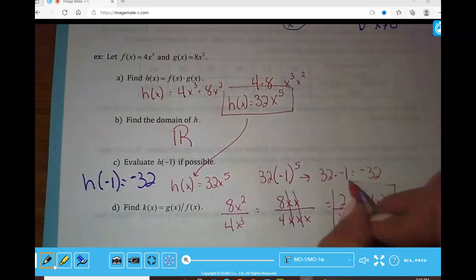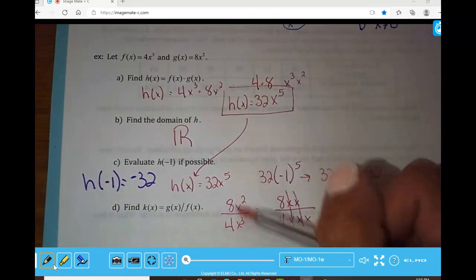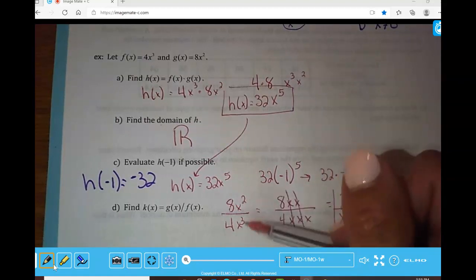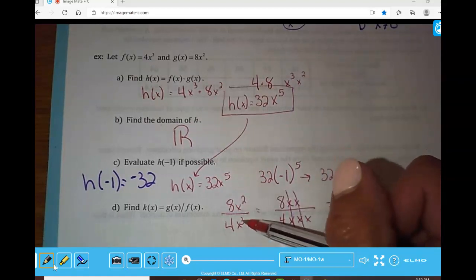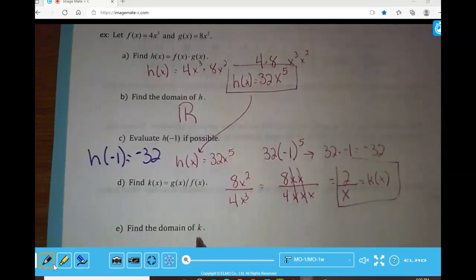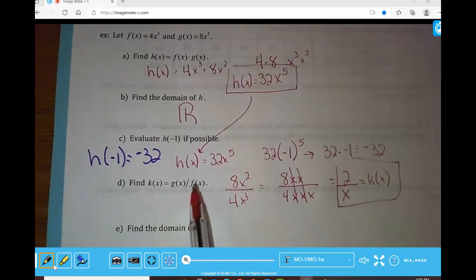Now the shortcut of doing this would be you still divide 8 by 4 for 2, but then you could subtract your exponents here. And then when you're trying to decide, if you take 3 minus 2 and get 1, where should that 1x go? Well, if you do the canceling out, you have more x's in the denominator, so that's where your extra x is going to go. Now here we do have a domain issue because we are dividing.